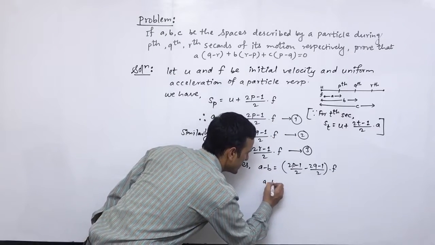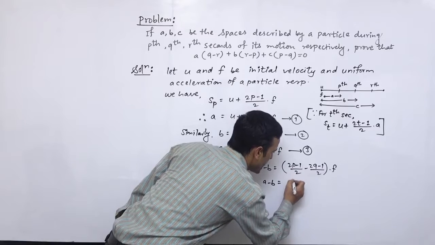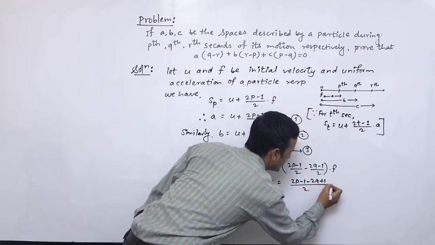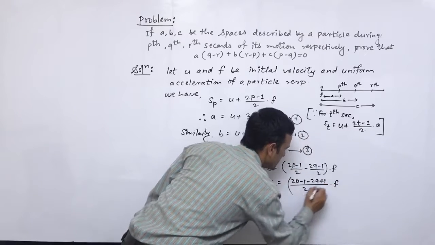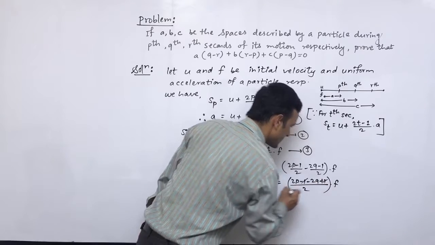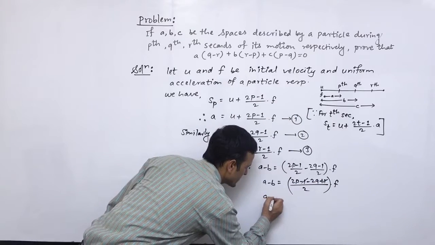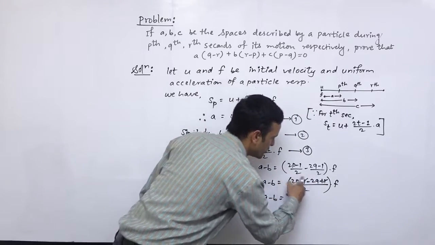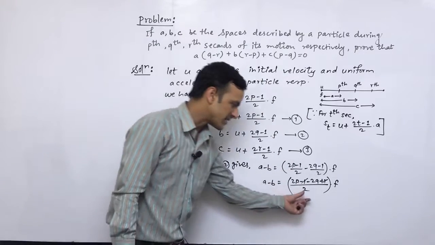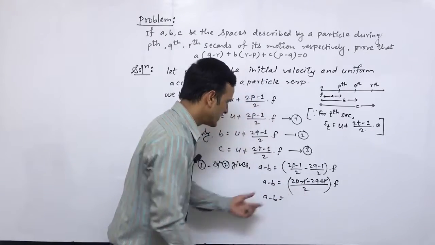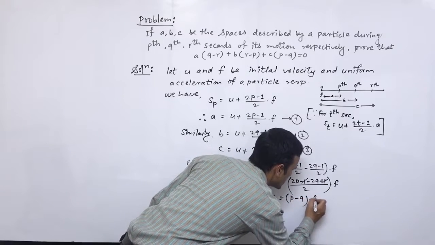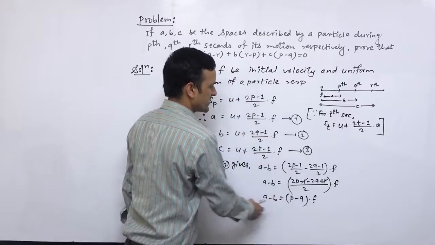Now we can subtract like this: 2p minus 1 minus 2q plus 1 divided by 2 into F. So this is the LCM, and we can cancel 1 and 1. So A minus B is equal to 2p minus 2q, we can take out 2 common, and we can cancel this 2. So 2 and 2 cancel, and the last result is P minus Q into F. So this is the result.